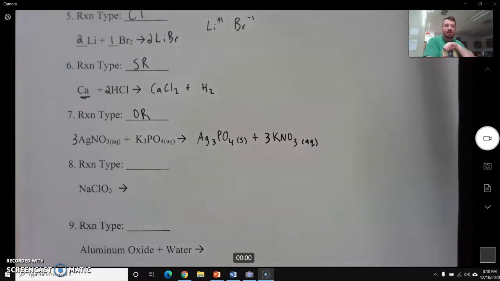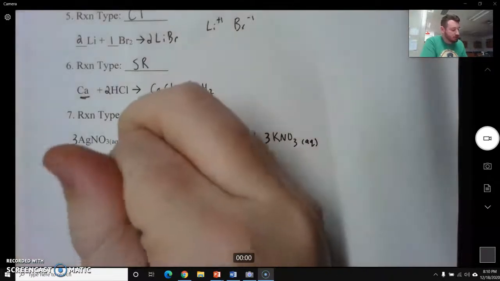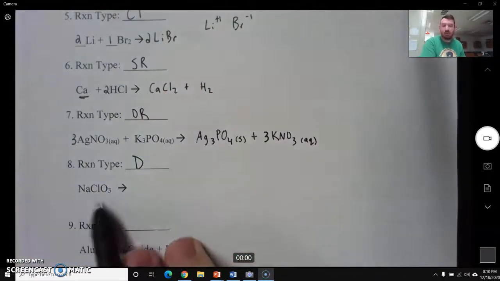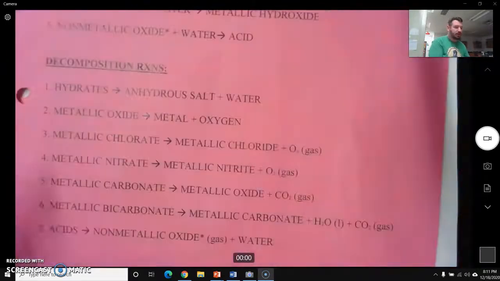So number 8, if you want to get started on that, click the pause button. All right, welcome back. So for reaction type number 8, we can tell this is a decomposition reaction because we only have one reactant, right? There's nothing else for it to react with. It must be breaking down. So because it's a decomposition reaction, we want to turn to our predicting products cheat sheet, right? The one that has our comp and decomp reactions.